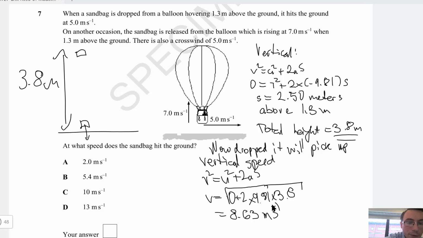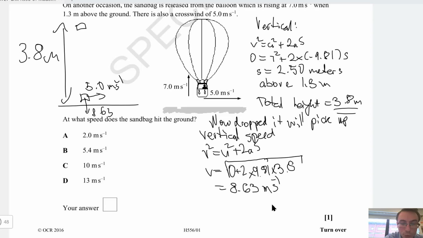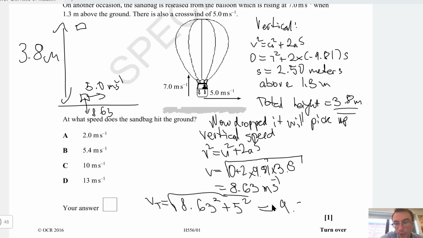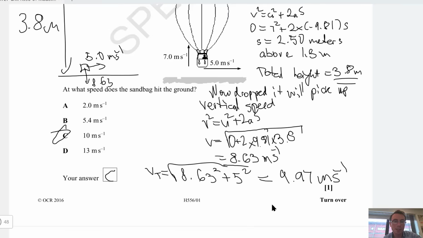But that's only the vertical speed. It also has some horizontal speed, which is unchanged. We assume there's no air resistance. In this case, it doesn't mention it, so for the final answer, we're going to have to do the total speed, let's say v total, will be the square root of 8.63 squared plus 5 meters squared, and if we do that, we're going to get around 9.97 meters per second, around about 10 meters per second. Correct answer is C.